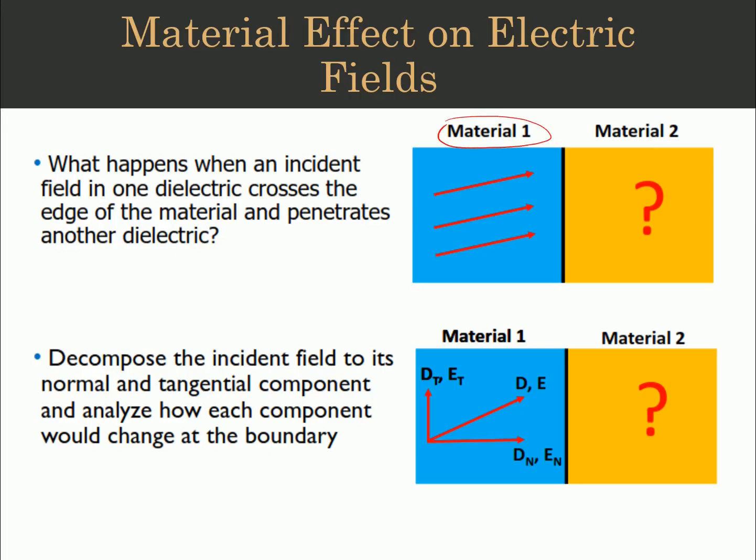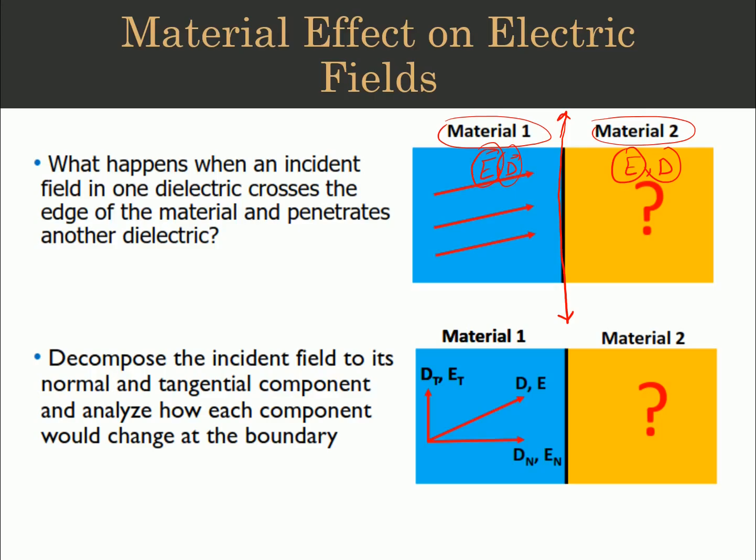Let's say we have material 1 in the blue box and material 2 in the yellow box. So we want to know what happens in the second material along with the properties of the first material, and we want to see what happens to the fields once they cross this boundary. So we will have a boundary between two materials, and we want to see the behavior of the electric field and the electric flux density in both of these materials.